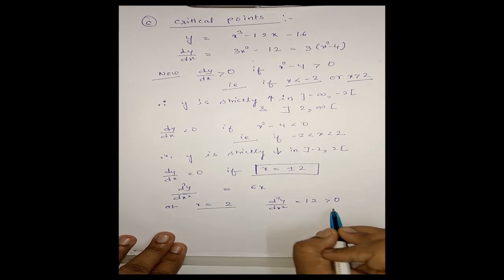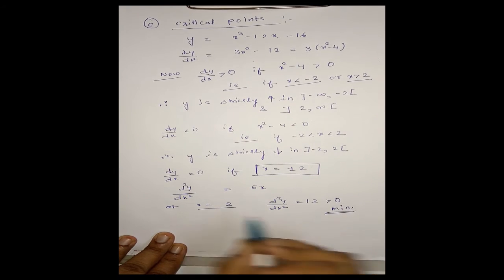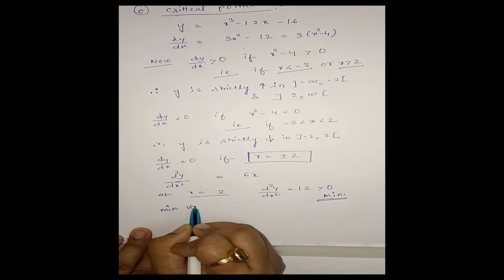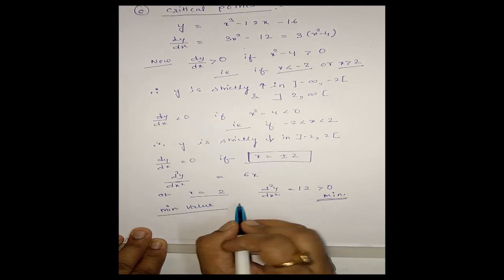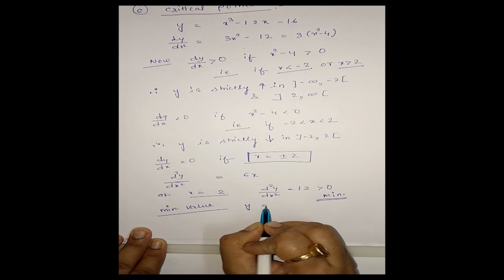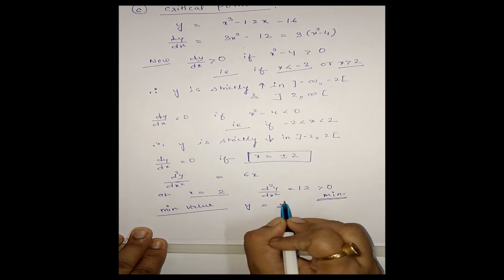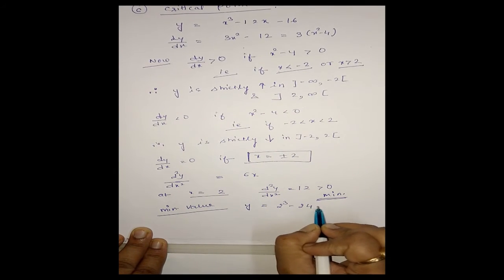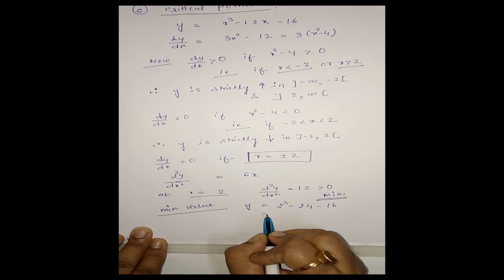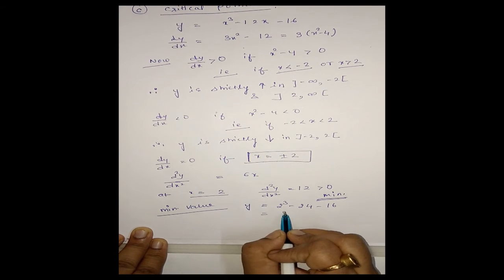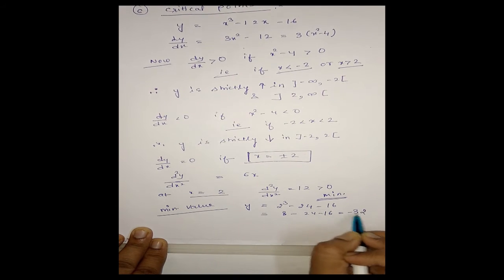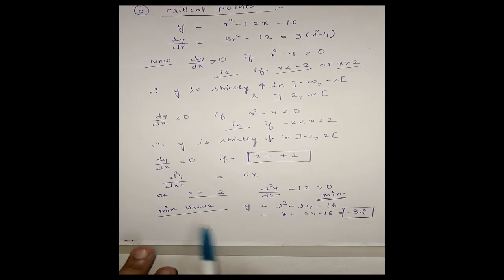That means minimum. Therefore, minimum at 2. And minimum value is, on substituting x is equal to 2 in the given equation, y is equal to 2 cube minus 24 minus 16. That means minimum value is 8 minus 24 minus 16. This is minus 32. This is the minimum value at the point x is equal to 2.